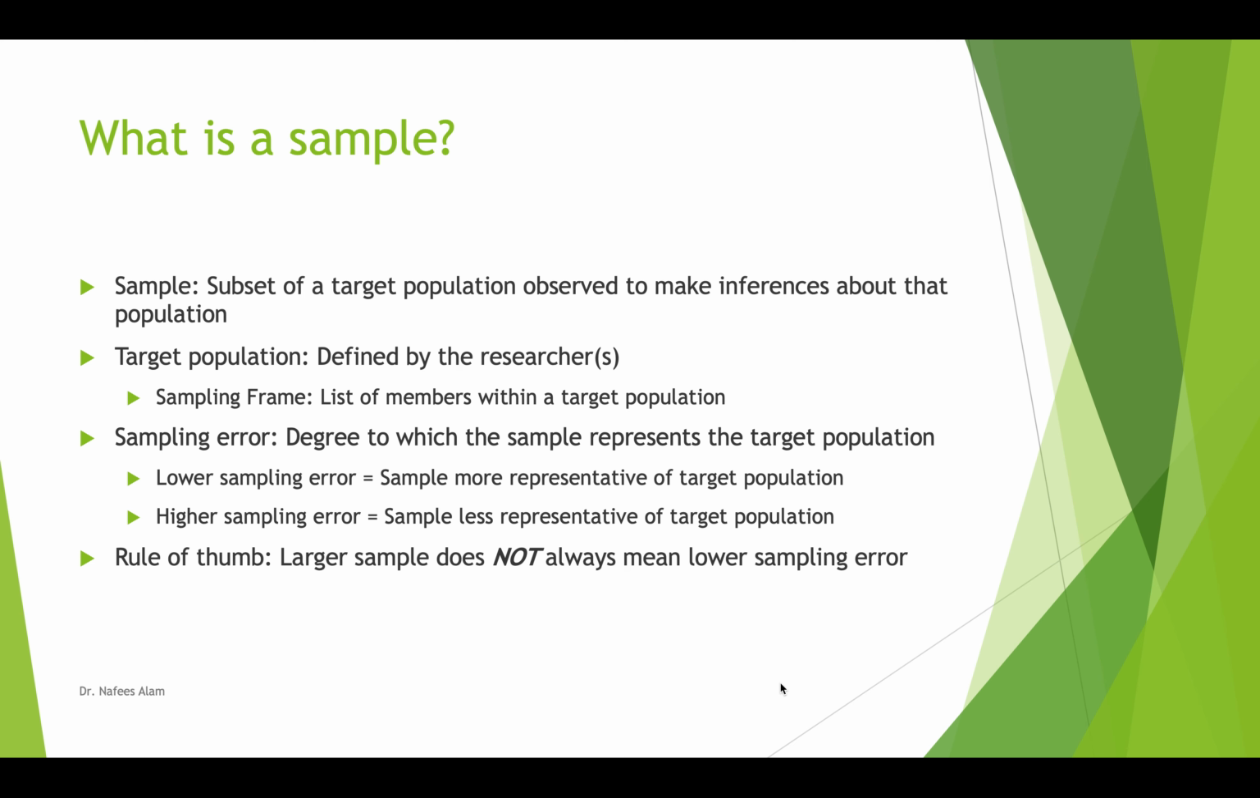And sampling error is the degree to which the sample represents the target population. So if you have a lower sampling error, it means that the sample is more representative of the target population, and if you have higher sampling error, then it means that the sample is less representative of the target population.